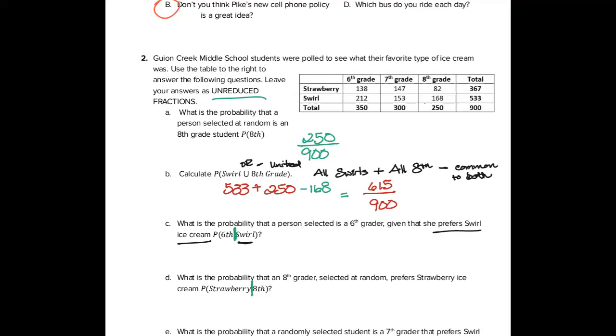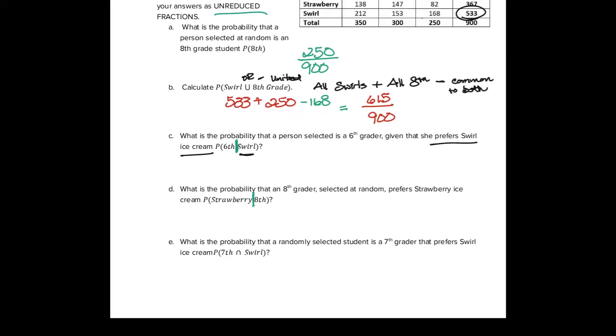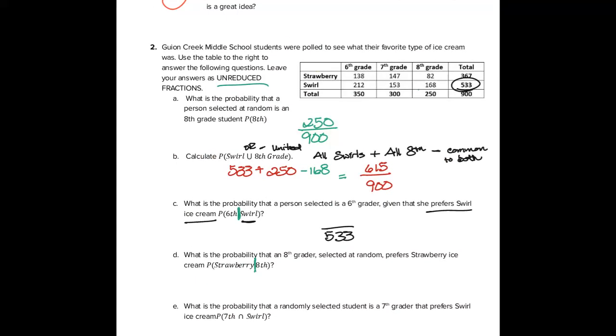I know Umu could tell me. I'm sure others could. That is 533 as your denominator. And of those 533, how many are 6th grade? And I've kind of done this a little differently this time. You could go down the 6th grade, but I'm like, all swirl people back here, 6th graders that are swirl people. So that is 212 out of 533.